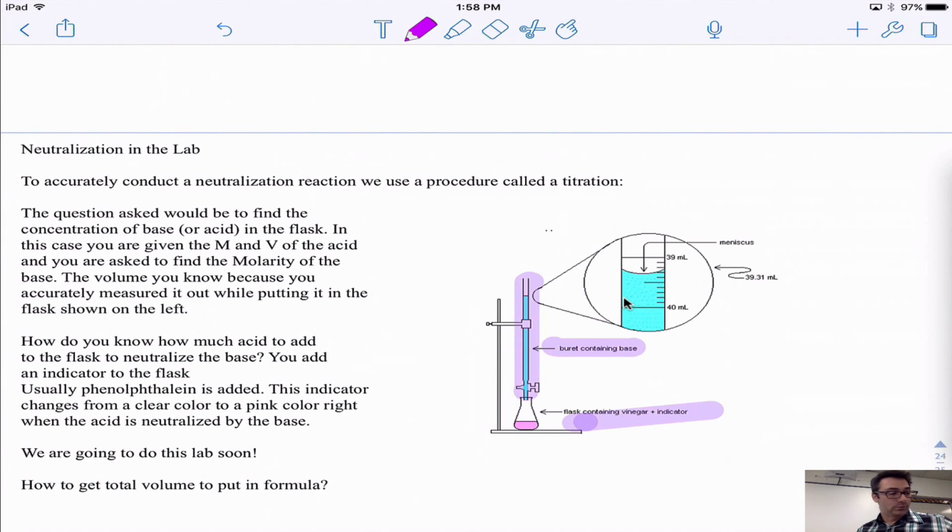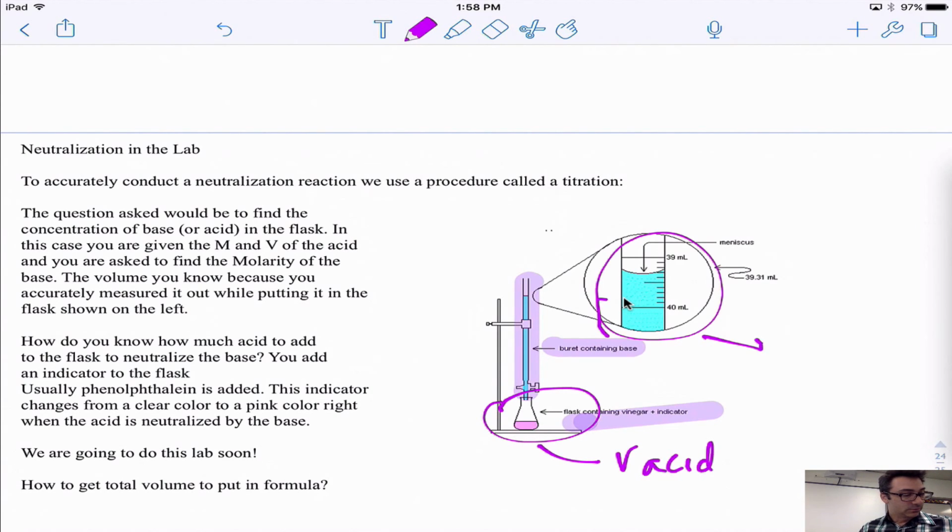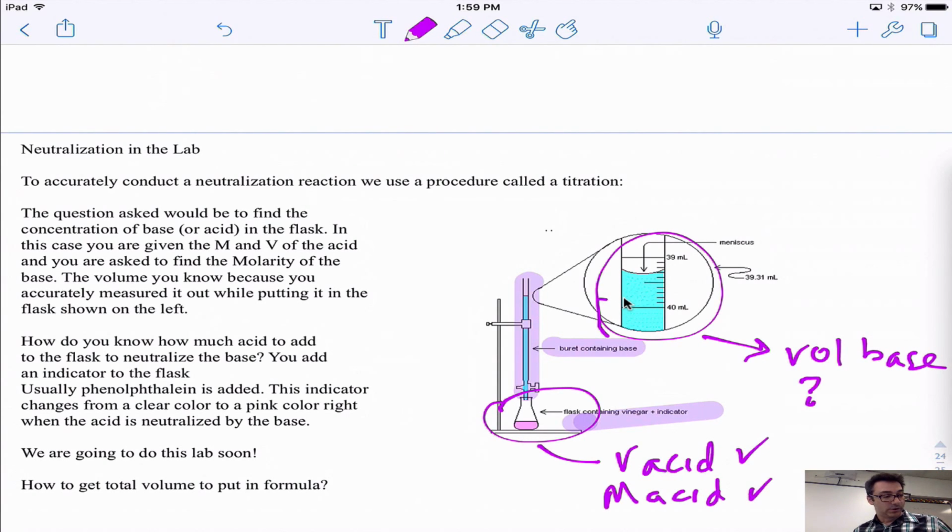For example, we'll know in the flask here, we'll know the volume of the acid. We'll know from the burette, we'll know the volume of the base. We will either know the molarity of the acid or the molarity of the base. So for example, maybe we'll know the molarity of the acid. Put a little check next to that. But we will not know the molarity of the base, and we will need to find that. We can plug the values into our MAVA equals MBVB, and we can solve for the molarity of the base.